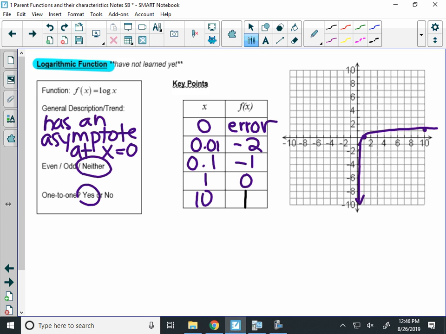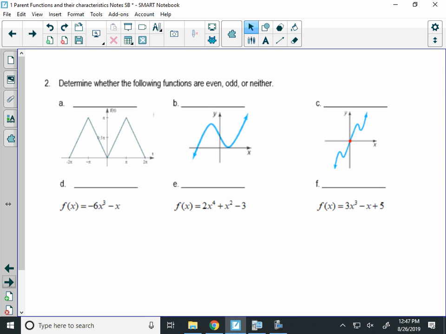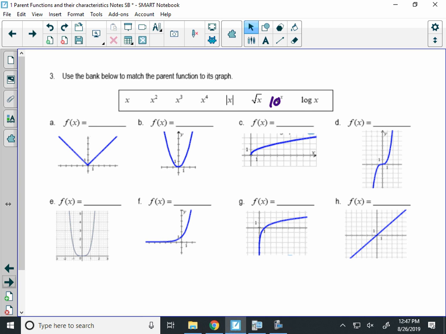All right, so those are your 8 functions. We learned today 1 to 1. We did even, odd, or neither. And we did 8 parent functions. There's a little bit of practice on the back. Tomorrow we're going to do some practice whiteboards, Canvas, different stuff to review all these and the parent functions. Practice on the back is pretty simple. Determine if these functions are 1 to 1 or not. Decide if they're even, odd, or neither, using whatever characteristics you want to. And then match, there's a blank here.